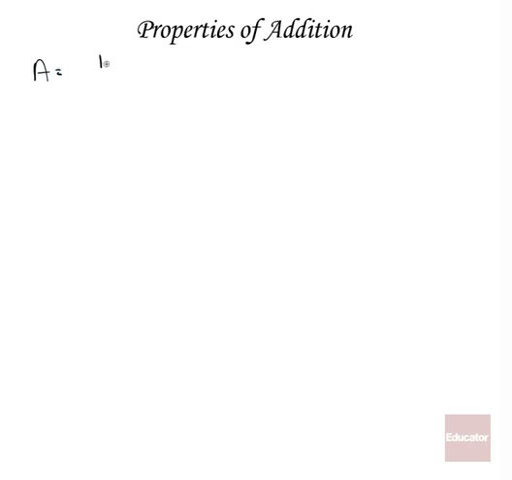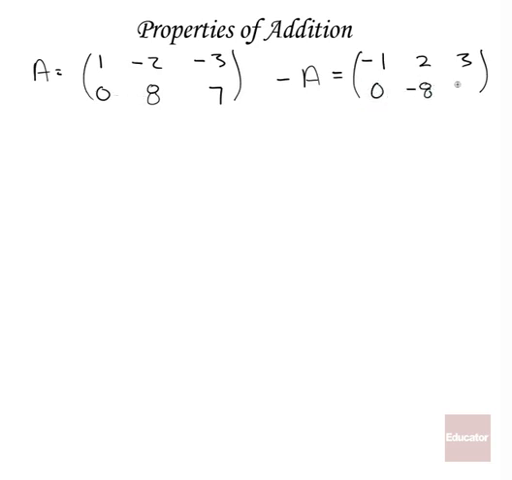Let's let A equal 1, negative 2, negative 3, 0, 8, and 7. And we'll let negative A, which is just the same as negative 1 times A, well, just reverse everything. We have negative 1, 2, 3, and then we have 0, negative 8, negative 7. So when we do A plus negative A, we add corresponding entries. 1 plus negative 1 is 0, negative 2 plus 2 is 0.